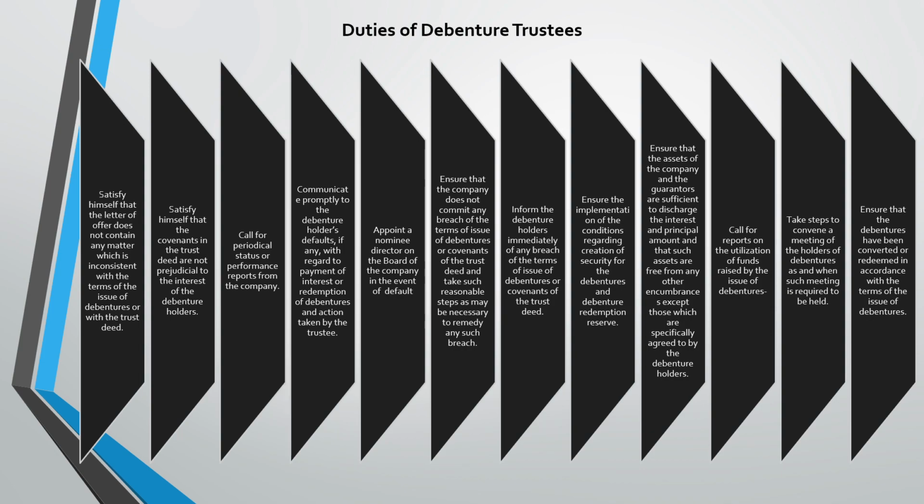They can also call for reports on the utilization of funds raised by the issue of debentures. The debenture trustees can check how the company is utilizing the funds raised by the issue of debentures. The debenture trustees can take steps to convene a meeting of the debenture holders. As and when they feel it is necessary to convene a meeting, they will take the necessary steps and ensure that a meeting is convened. And they will also ensure that the debentures have been converted or redeemed according to the terms of the issue.